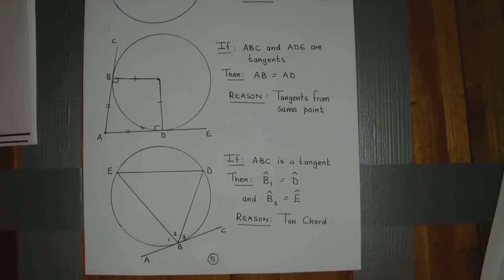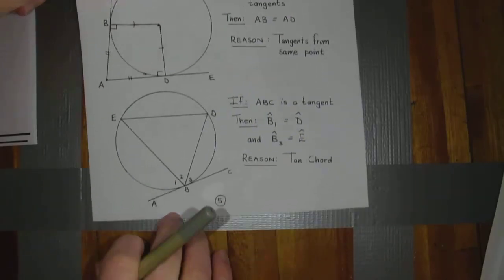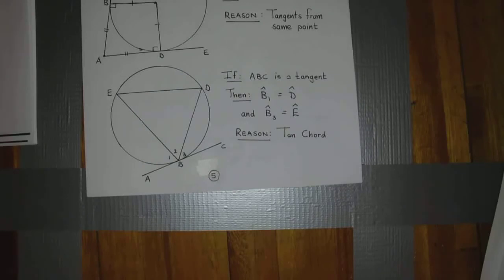Then from the point to the point of contact, and from the point to the other point of contact, will always be equal. Got it? Tangents from the same point. The last property of tangents, or the last theorem that we need to know, is tan chord.